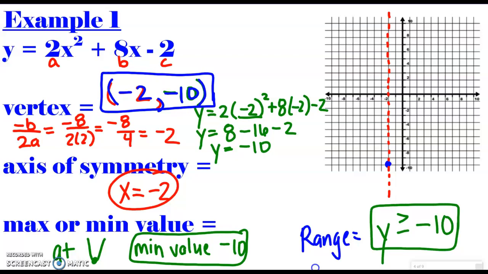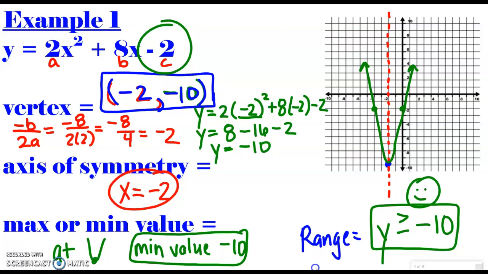Then to find another point in standard form, your y-intercept is always c. So our y-intercept here is at negative 2, which I can reflect to the other side, and then draw out my parabola. That helps you see the range too. You can see the range, the y's are being used. It goes up forever, which is why the range is y is greater than or equal to negative 10, because the furthest it goes down is negative 10, and then it goes up forever.